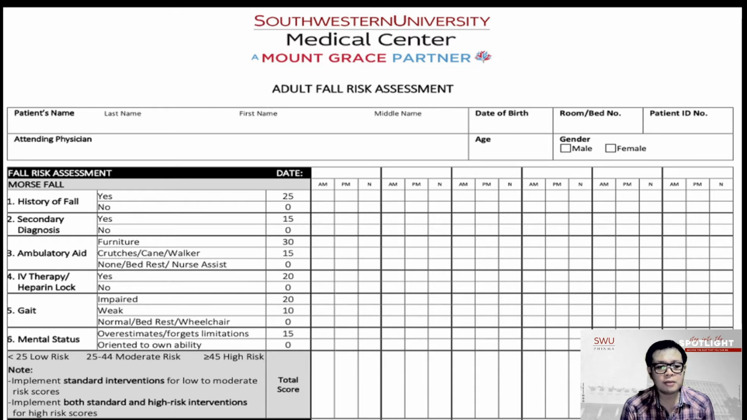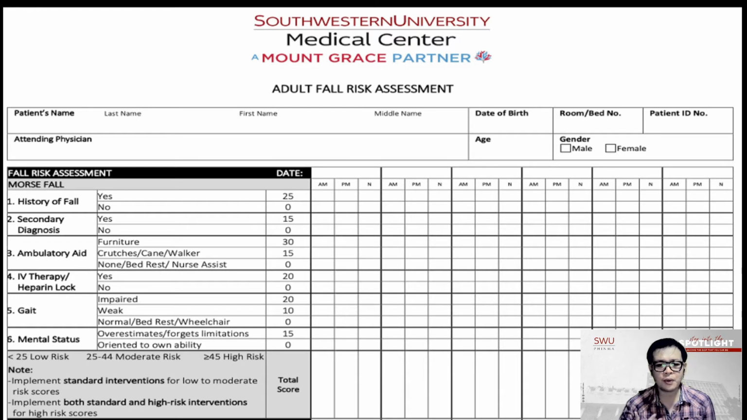And when you talk about mental status, it has something to do with overestimates or forgets limitation. So we can come up with 15 points for that. And if the patient is oriented to own ability, that goes along with no point at all being added. So let's take a very good example. On the next column, you can see here AM, PM, and night, right? The shifts in our institution are divided into three different shifts.